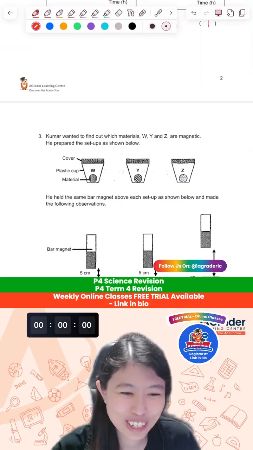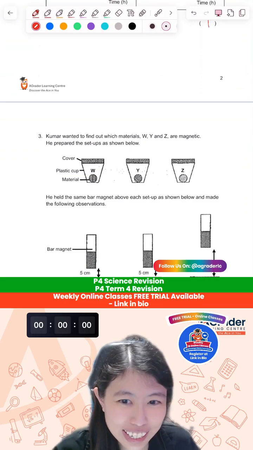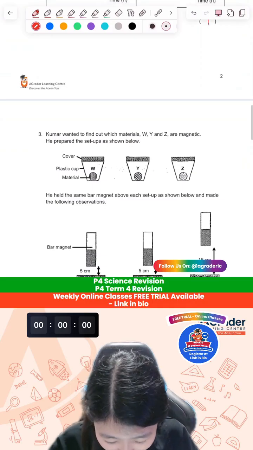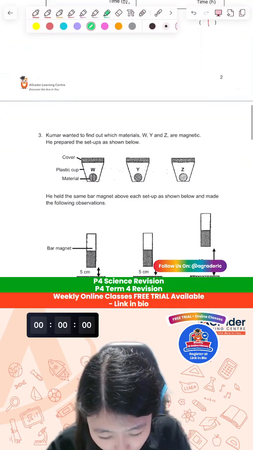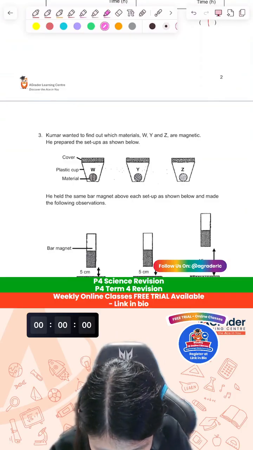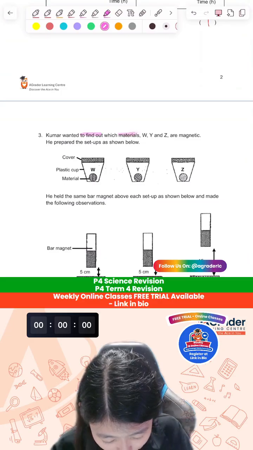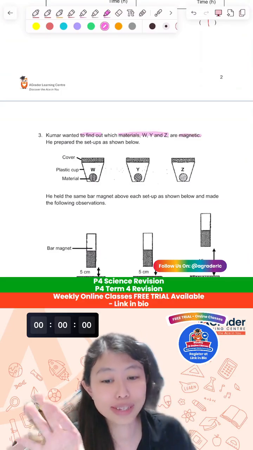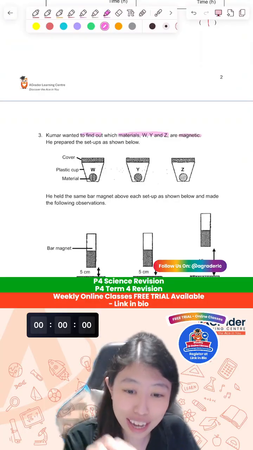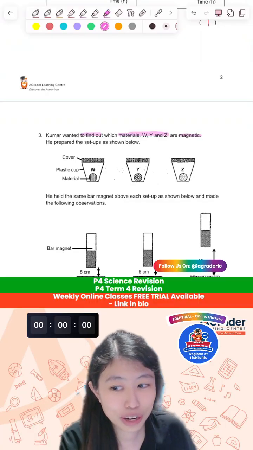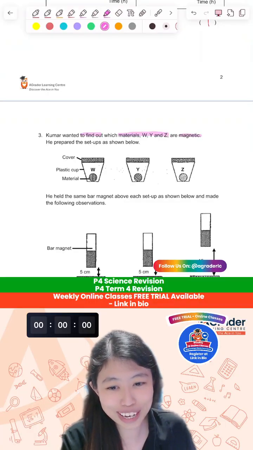Okay, let's look at question 3. All right, so let's look at question 3. They said that Kumar wanted to find out, yeah, you did that before, to find out which materials are magnetic. So listen up. The moment you see the words to find out, that is the word of the experiment. Can you all remember? To find out.